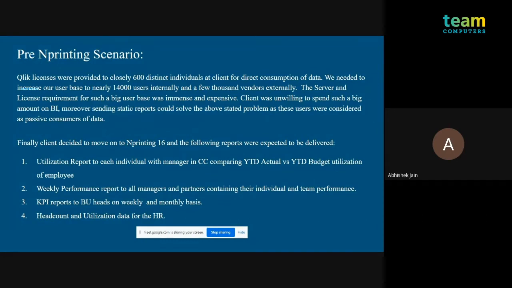Thirdly, there are some KPI reports which are being sent to the BU head. These are financial report cards that every business unit head gets weekly and monthly, depending on the type of report he wants. And fourthly, there is headcount and utilization data that HR uses. These are just some of the reports. We have also embedded a lot of data into the email body to prompt users to download the report and be part of the data journey of the organization.